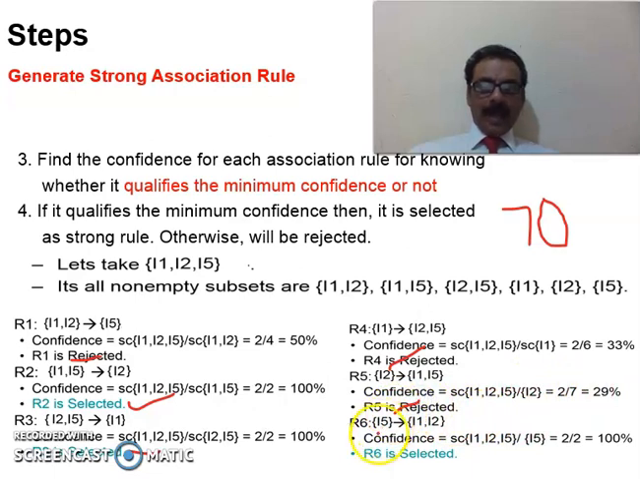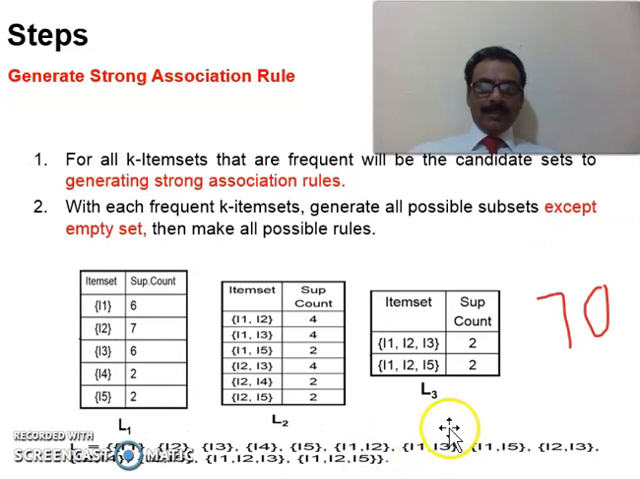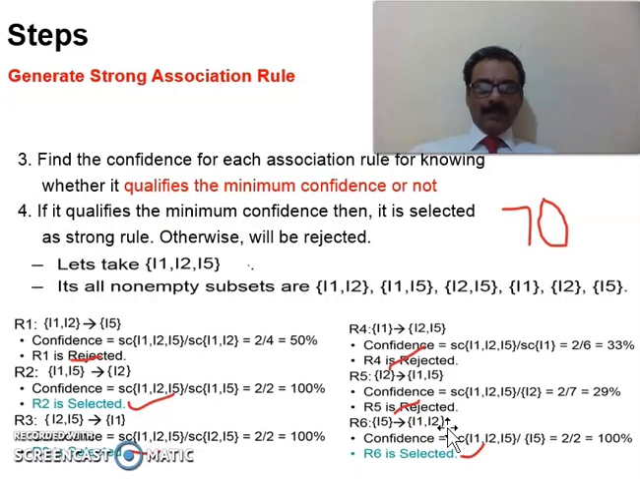And the next one is I5 implies I1, I2. Check what is the confidence. It is 100%, above or equal to 70%, so it is accepted. Similarly, you would find out for all of this in different combinations with its subsets. So you would finally have all the strong rules in your hand.